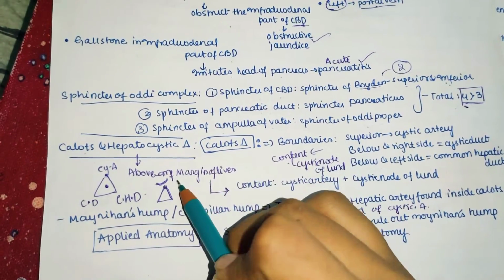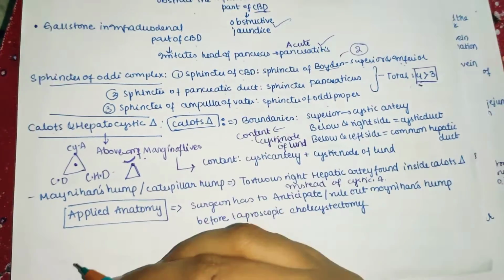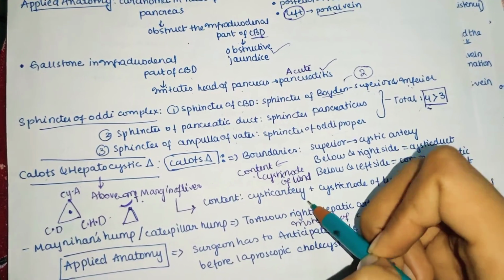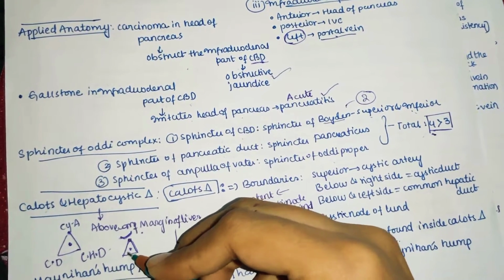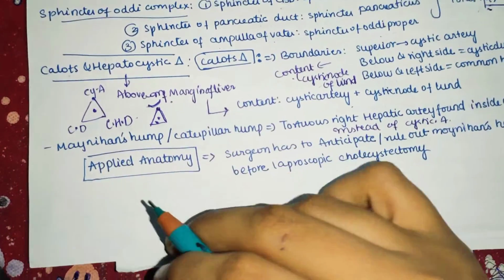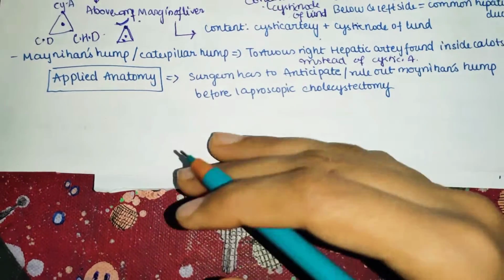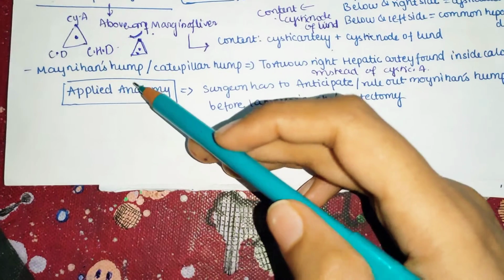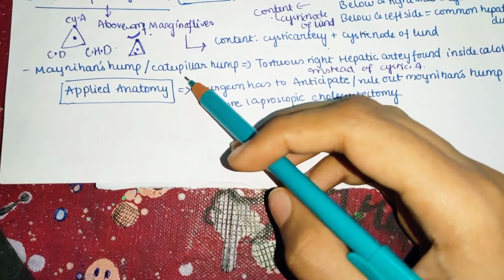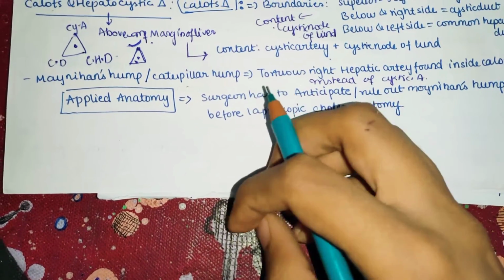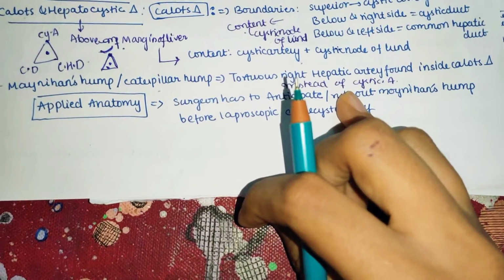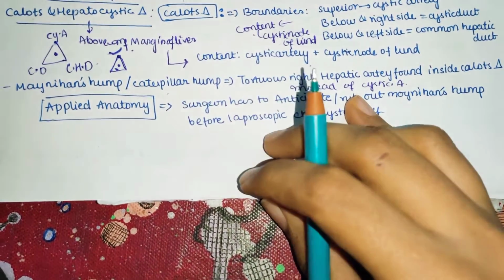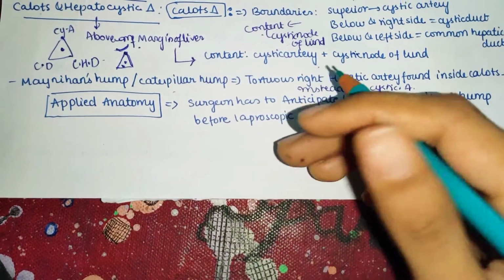So what is the content of this? It is similar to Calot's triangle. It also has the cystic node of Lund, but it also has the cystic artery in it. So there are two contents in the hepatocystic triangle. Now let's finally discuss Moynihan's hump or caterpillar hump. This is a tortuous right hepatic artery found inside Calot's triangle instead of the cystic artery. So instead of the cystic artery, there is a right hepatic artery.